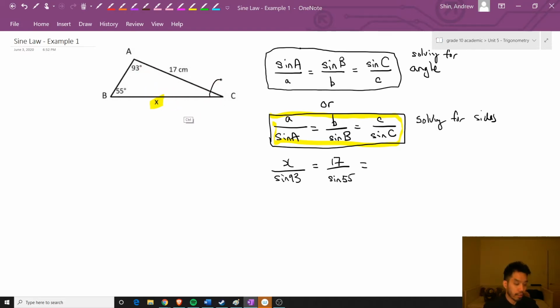But we can actually do some work to figure it out. We can use our calculator because we know that angles add up to 180. So angle C right here is going to be equal to 180 minus 93 minus 55, which is 32. So I know that this is 32 degrees, and we can put that in there.